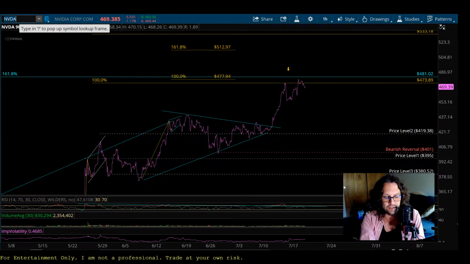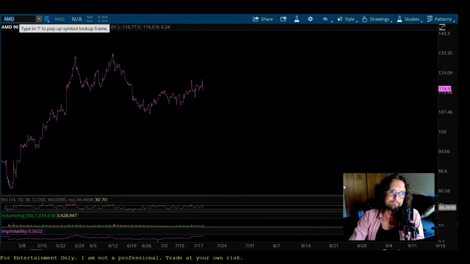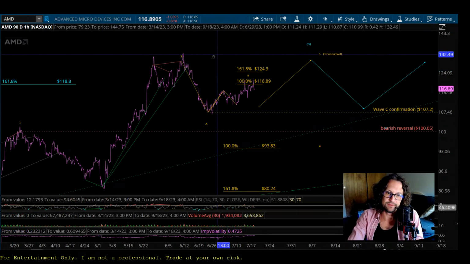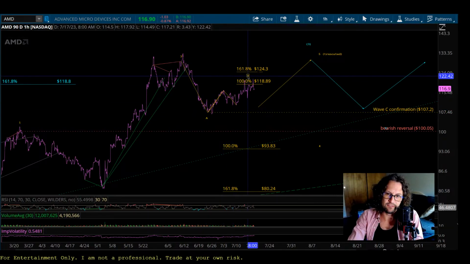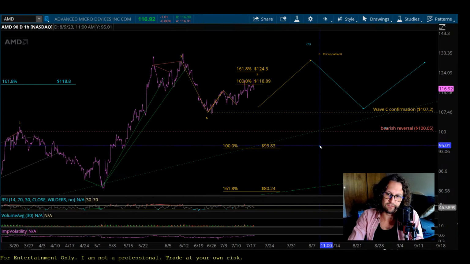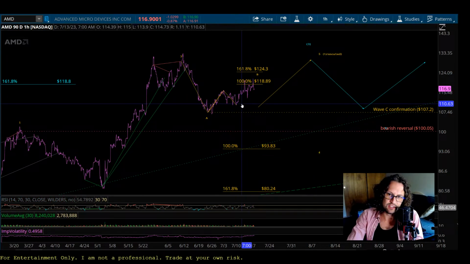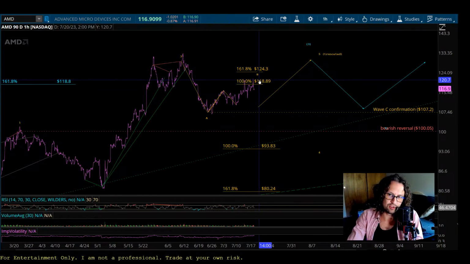Here we go. Awesome. Let's go look at AMD. Why not? See what AMD's up to. AMD, let's see here. I have wave A labeled here, is that the minor degree? And then wave B. And then wave C coming down would be completing wave 4. And we are currently hitting up against that resistance at 118, which was the first target.